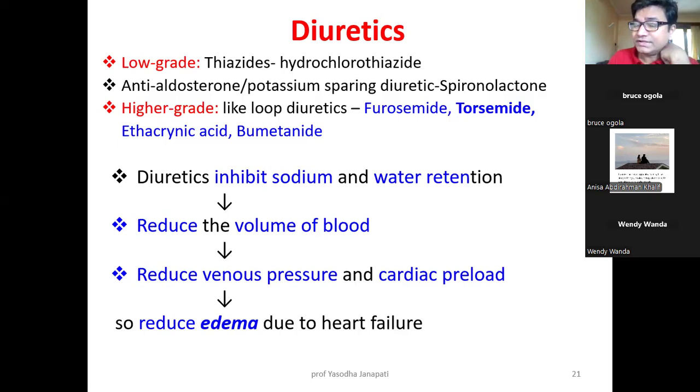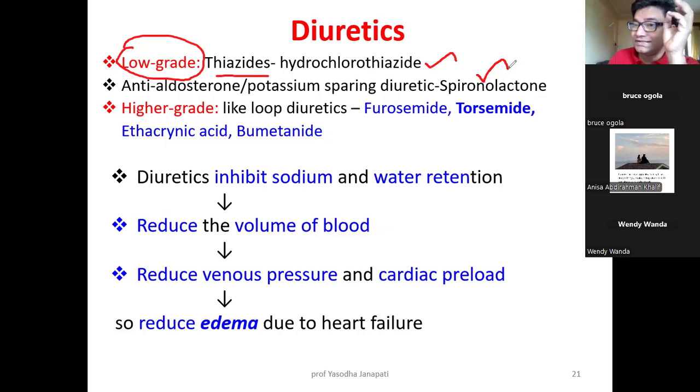So among the diuretics, widely prescribed drugs in congestive heart failure, you can prescribe thiazides, which are low grade. That means they produce a little diuretic effect. That is thiazides. One of the best drugs is hydrochlorothiazide. And one more low grade drug is the anti-aldosterone drug, which is also called a potassium sparing diuretic. One of the best drugs is spironolactone.